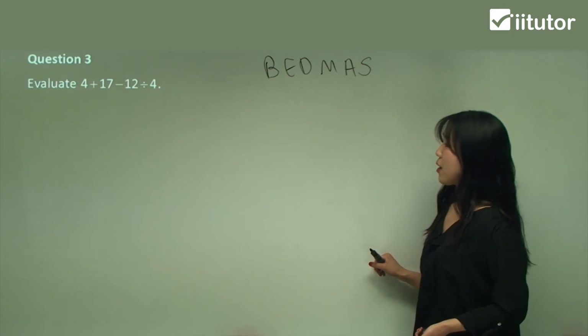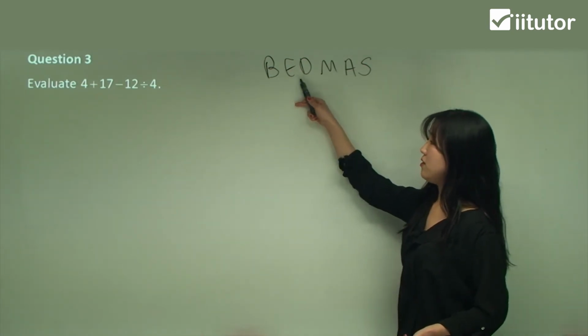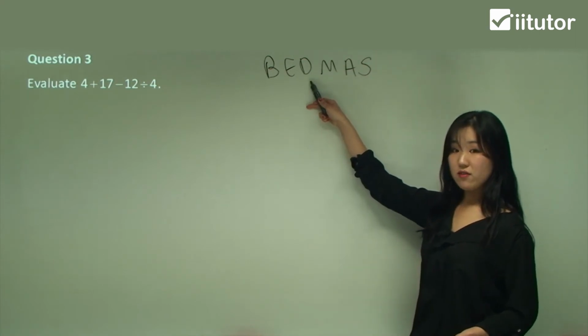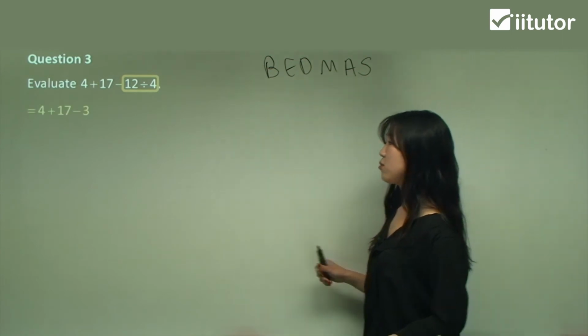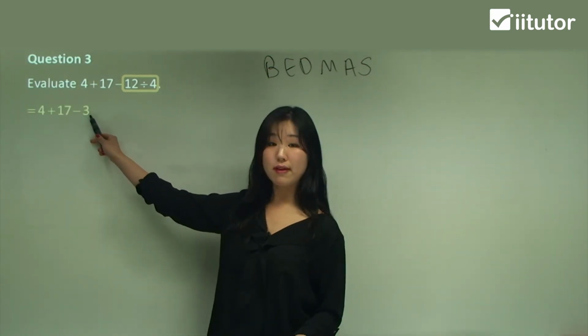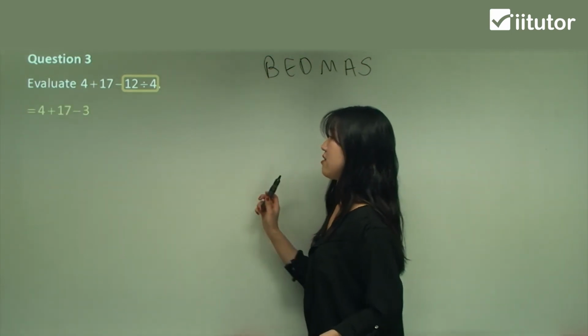Question 3. Okay, we have no brackets, no exponents. And then, do we have any divisions? Yes, we do, don't we? So let's do the 12 divided by 4 first, which is equivalent to 3. So I've just replaced that with 3. Now we have addition and subtraction.